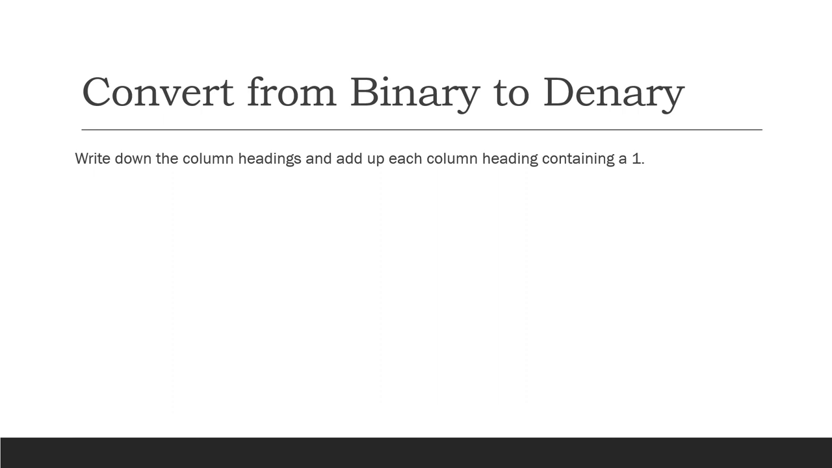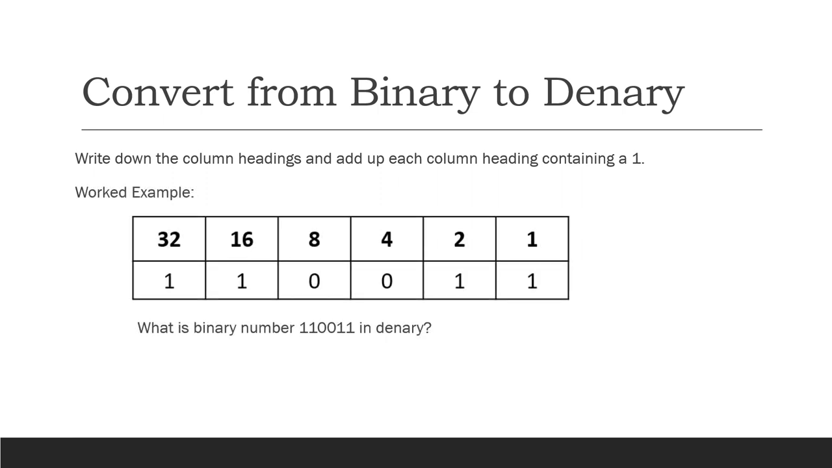Now, if we want to convert a number from binary to denary, we can convert it the other way. We're going to take the binary number and work out what that means in base 10, in denary, the normal number system we use. What we do is write down the column headings first of all, like this, and then we write the number underneath. As you can see, we've got the number 110011. What is that in denary?